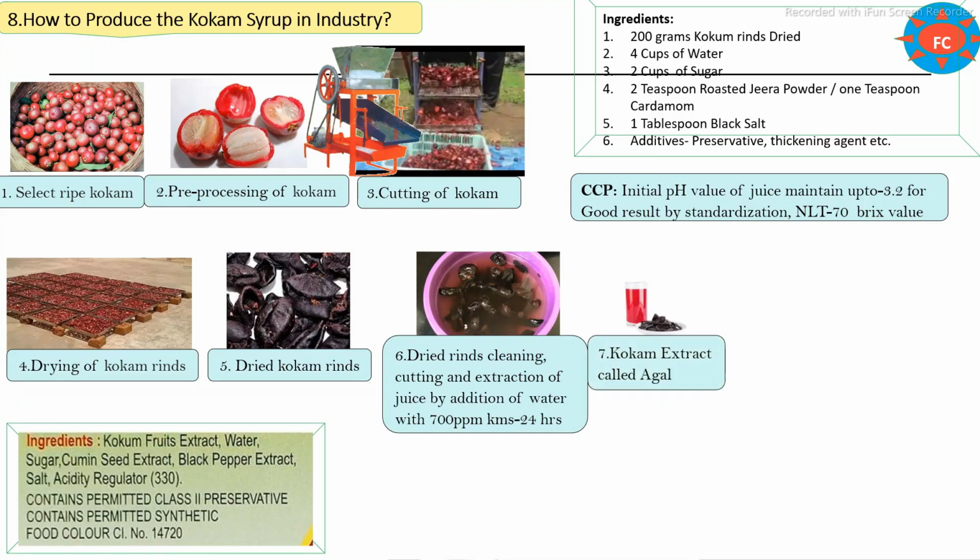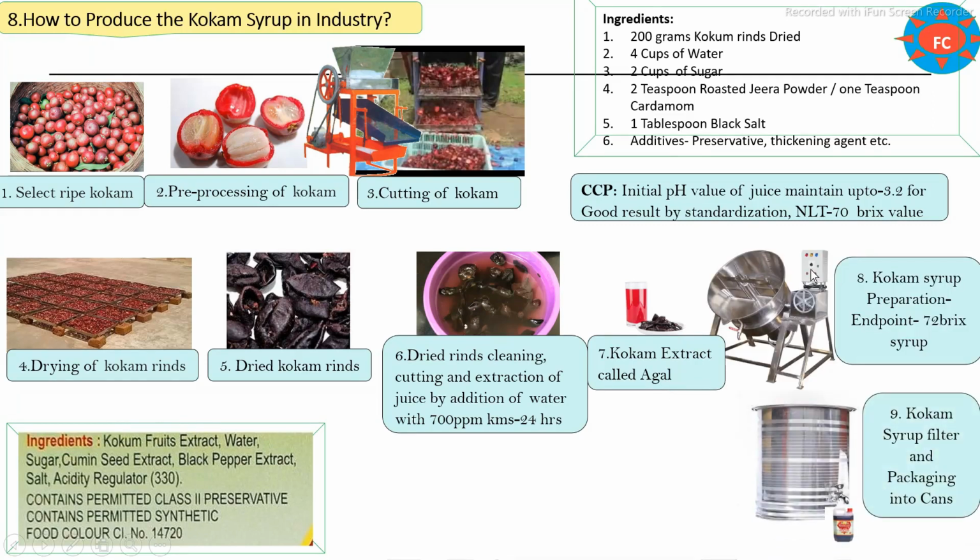After the extraction of these dried cocoa rinds, we get the agal. This agal is the basic raw material for the preparation of the cocoa syrup. Then, in the cocoa syrup preparation process, the extracted cocoa agal is taken, then water is added, then sugar, citric acid, and the color and preservatives. Then the cocoa syrup is properly prepared. The final brix requirement is at least 68 degree brix. Then after that, filtration, then packaging into bottles. These are the main steps involved in the preparation of the cocoa syrup.